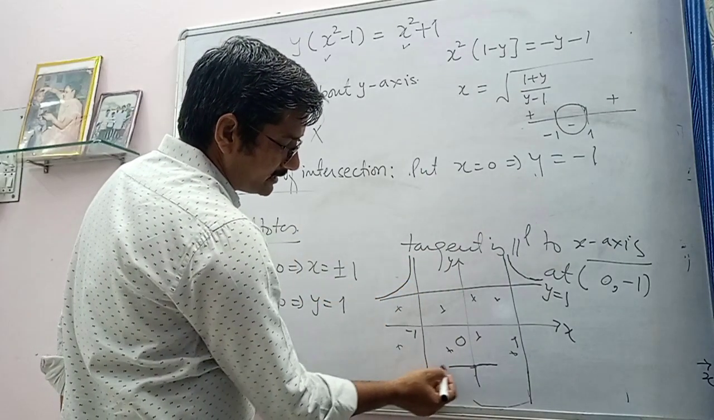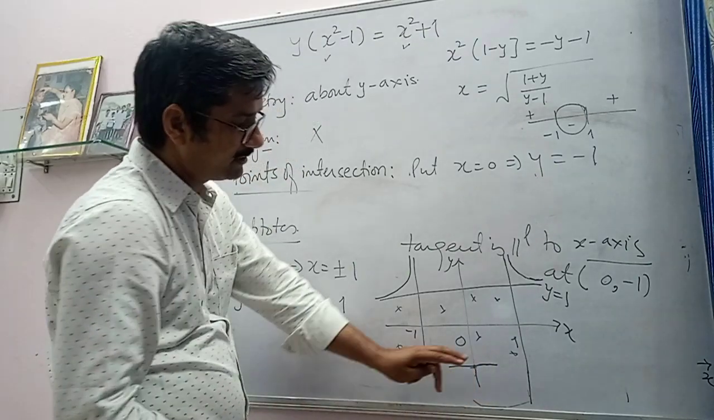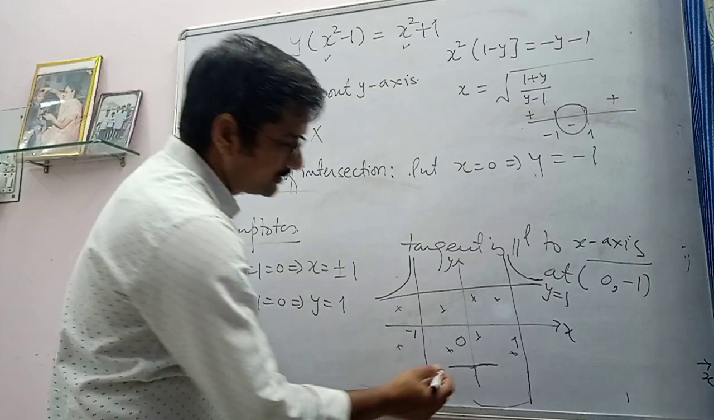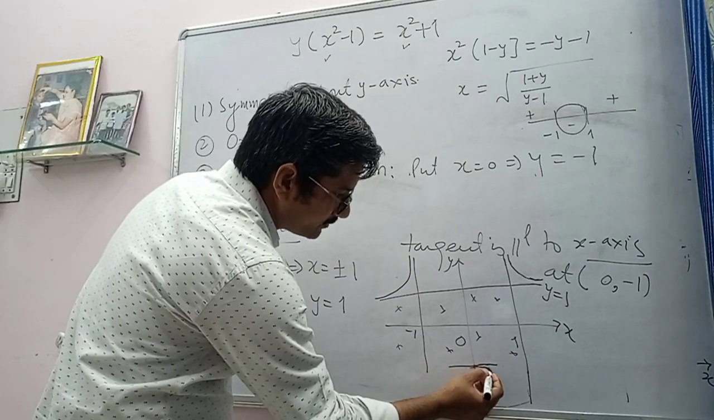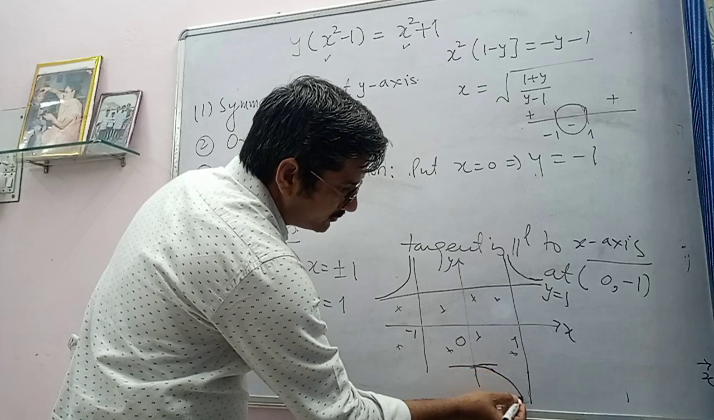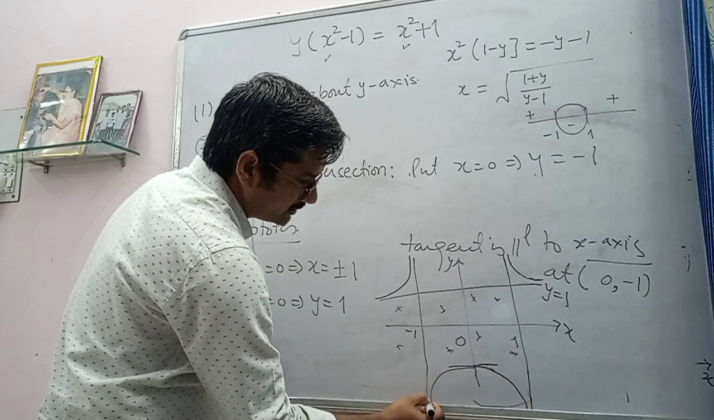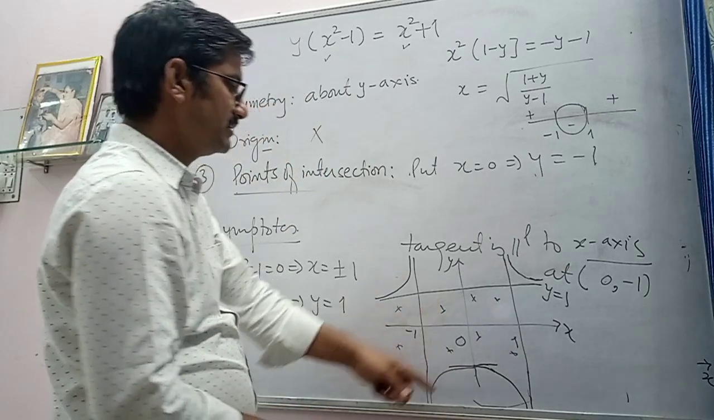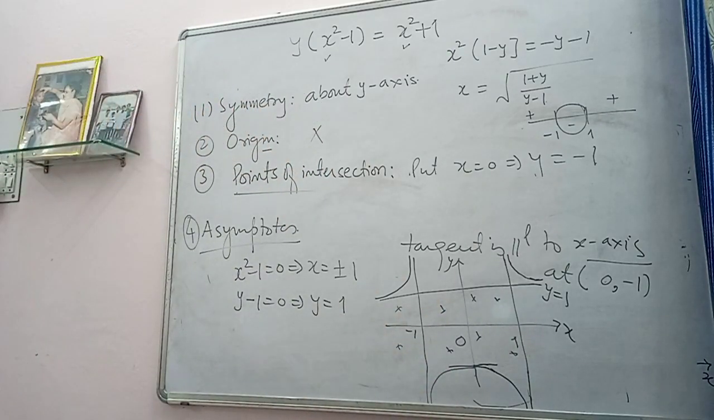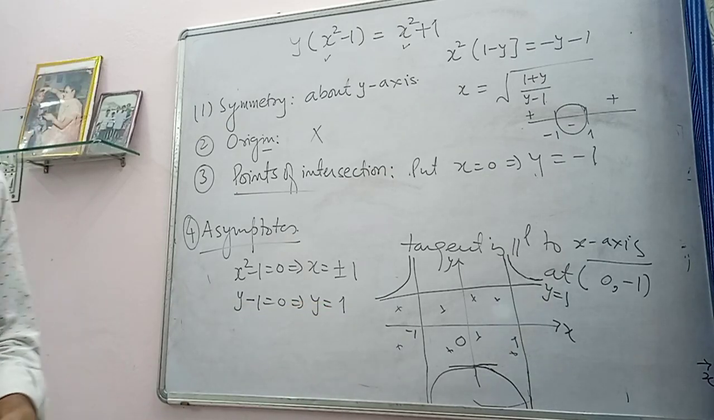This is the tangent parallel to x-axis. This is the point of intersection. The curve does not lie in the above portion, so the shape of the curve should be like this. But this is the asymptote, so it will move parallel to this line. And similarly here in this direction, because it has the symmetry about the y-axis. So combining all these facts, we have drawn this curve.